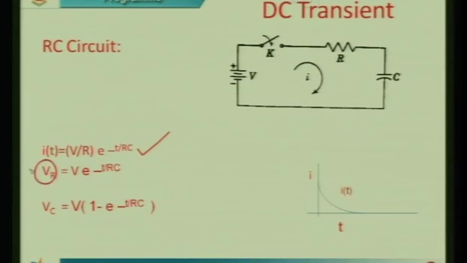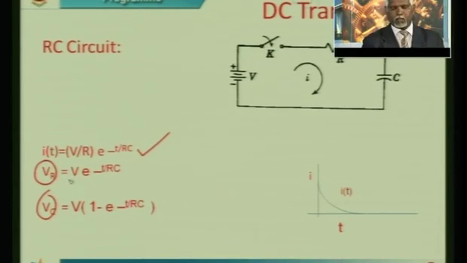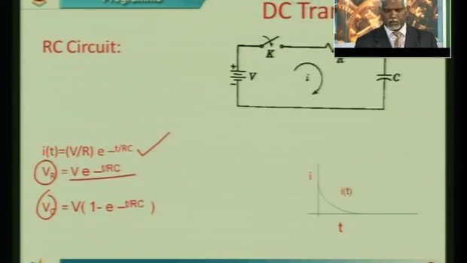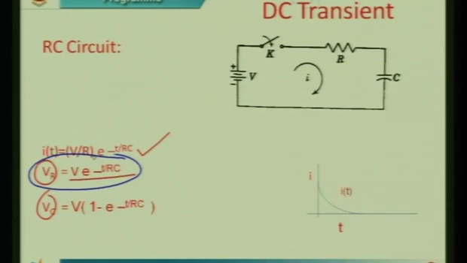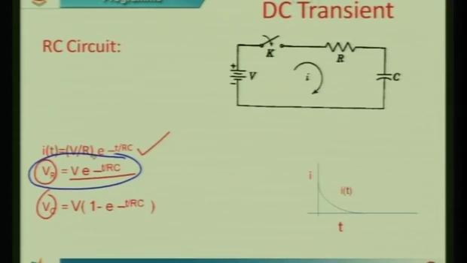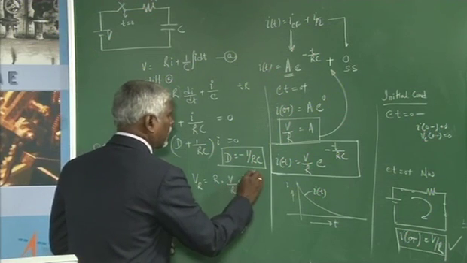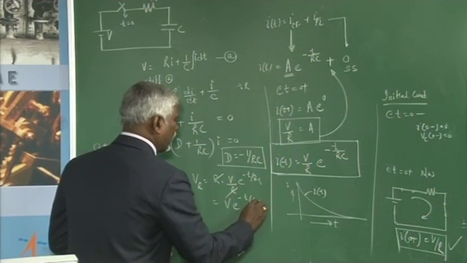Now, we will see how to calculate VR and VC. How do you calculate VR and VC? VR is I into R. Just cancel R and R, and you get V e to the minus t by RC. VR is R into I, V by R e to the power of minus t by RC. So, V e to the power of minus t by RC is VR.